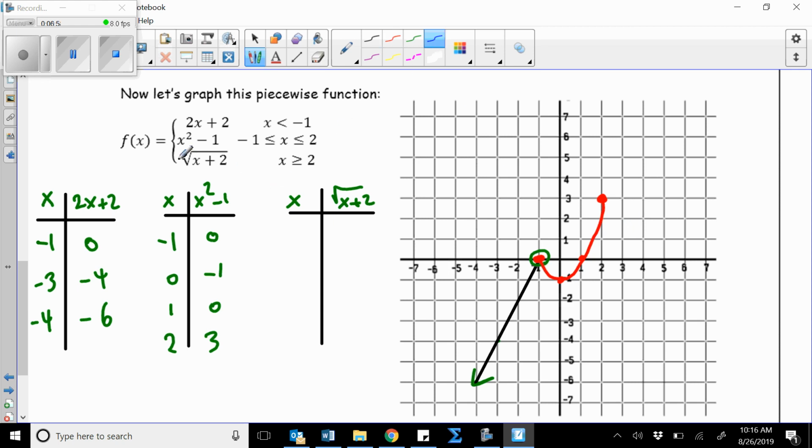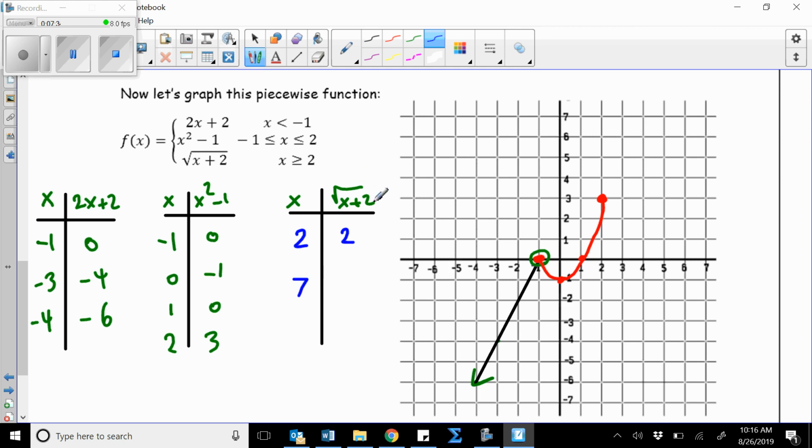The last one, radical x plus 2. This is a square root function which has been moved 2 to the left. So I know what I'm going to draw here. Try the numbers. First of all, the border number, which is 2. So square root of 2 plus 2 is square root of 4, which is 2. Then I need to try my next number. The next number should be something greater than 2. You could use 3, 4, 5, whatever. I'm going to use 7 because it's giving me a round number.